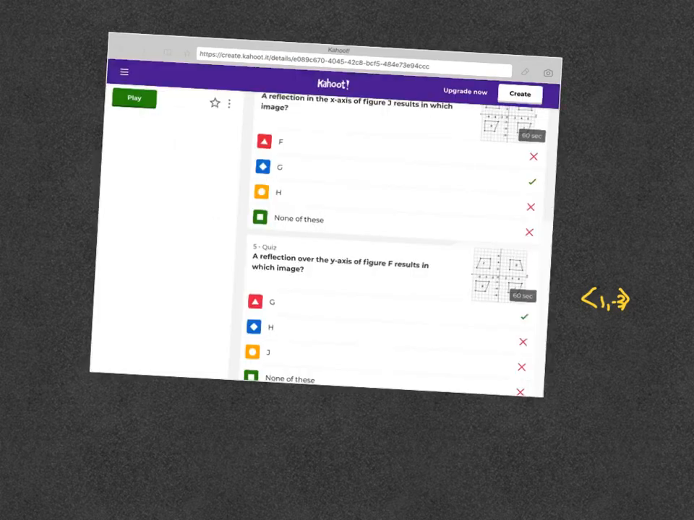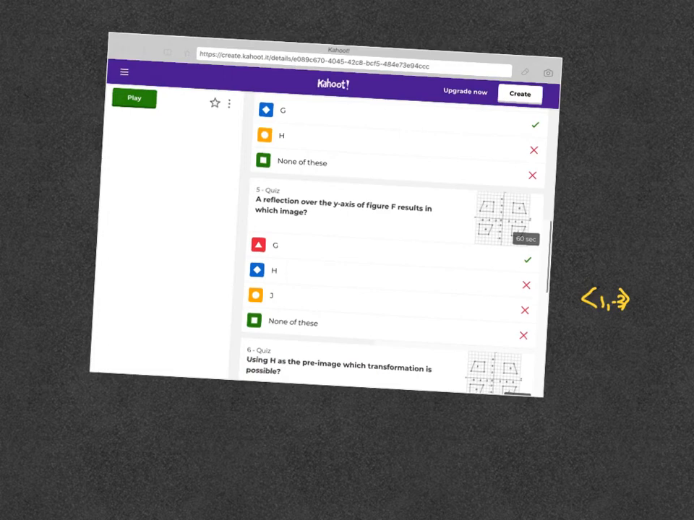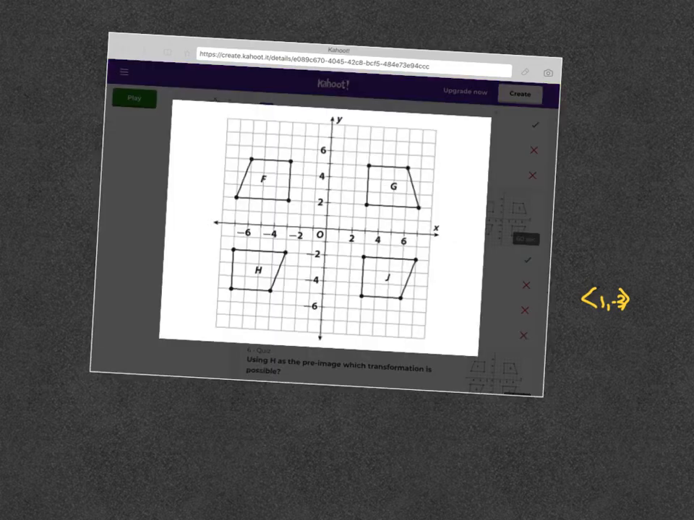Number 5, reflection over the y-axis of F. So if we look at F, which is here, and my y-axis here, if we flip that over the y-axis, again, we're looking at G.